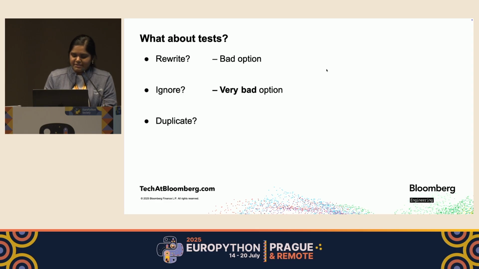Option 3 is duplicate. At first glance, it looks safe because we get the full coverage for both the APIs, but it comes at a high cost. Imagine duplicating 2,000 unit tests. Now, maintaining two identical suites is very hard. It's exhausting, it's error-prone, and not scalable at all. So we're going to call it a very, very bad option.